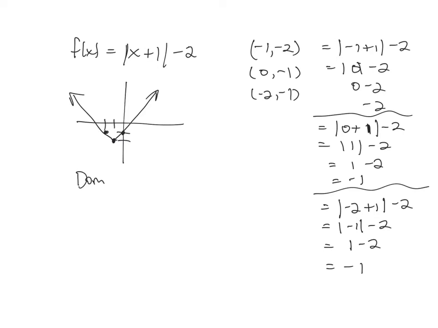Okay, what's the domain? Remember, I just said it. It's always all real numbers. And then what's the range? Well, it's going up from where? Up from right there. And I hit -2 on the y-axis. So it's going up, so it's greater than or equal to -2. Okay.